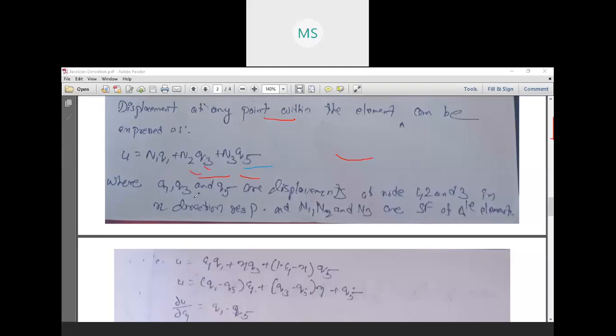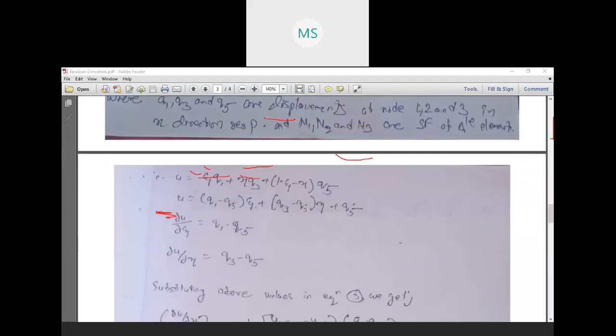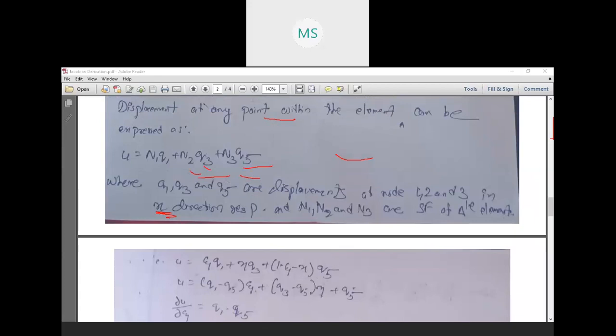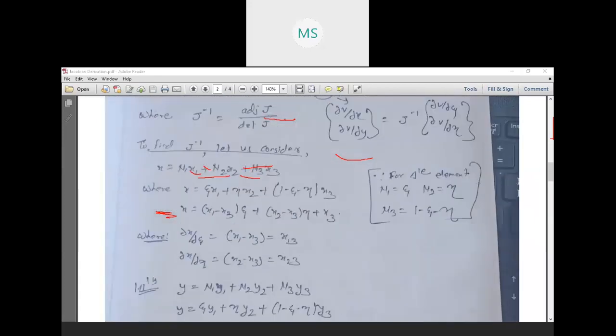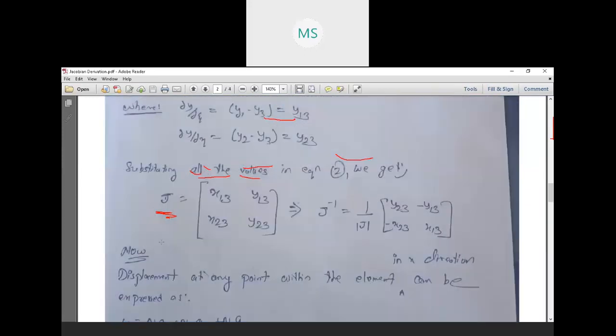So where it is written here, q1, q3 and q5 are the displacement at node 1, 2 and 3 in x direction respectively, and n1, n2 and n3 are the shape function of the element. Now we know the value of n1, n2 and n3. If not, go back. This is the value of n1, n2 and n3. We are going to substitute it back.